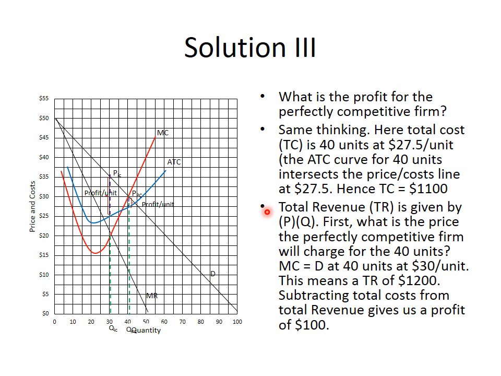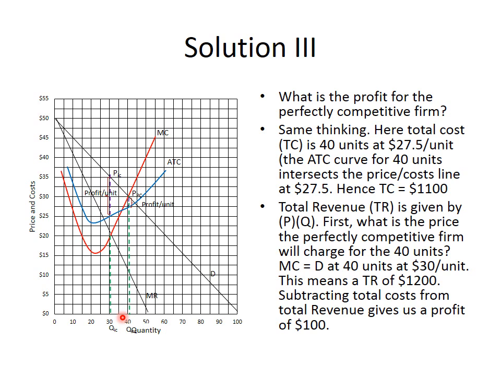Same exact thinking for the perfectly competitive firm. The only difference is that for our perfectly competitive firm, marginal revenue and demand are going to be the same thing. We determined based on that our profit maximizing level of output is 40. That's where marginal cost equals the demand curve, which equals the marginal revenue. And in order to sell 40 units, we have to charge $30 per unit. Well, once again, our revenue is going to be $30 per unit for 40 units, $1,200.